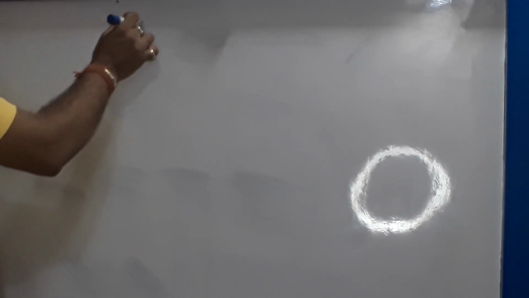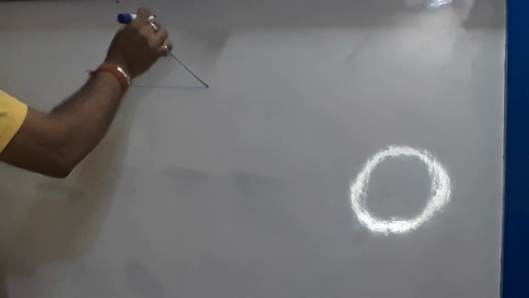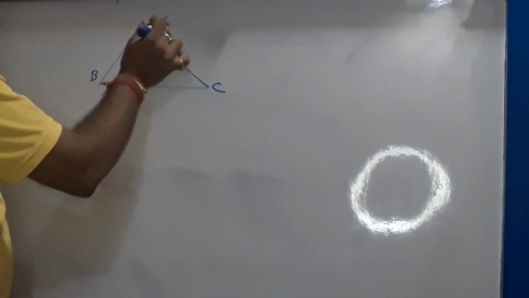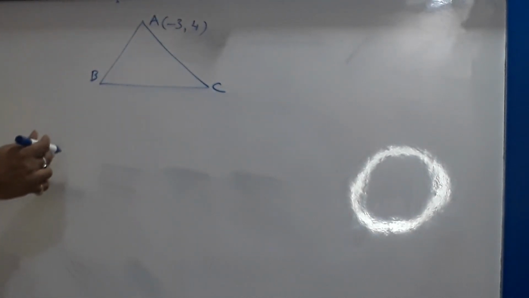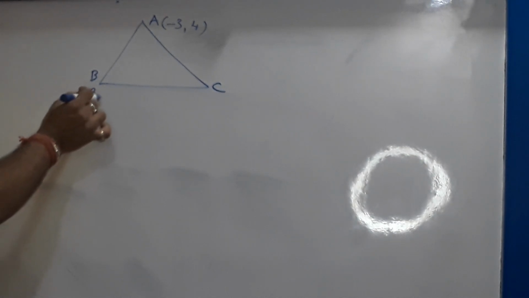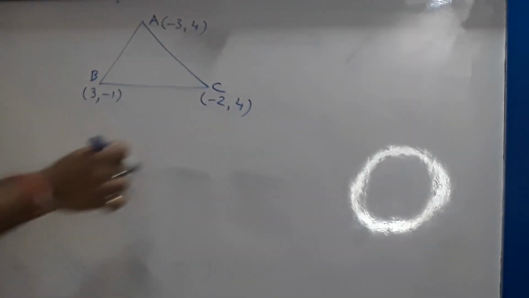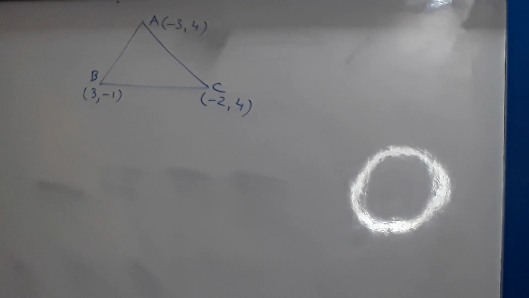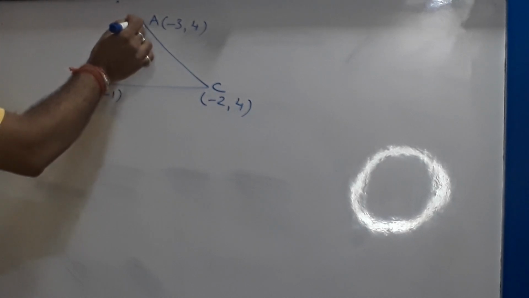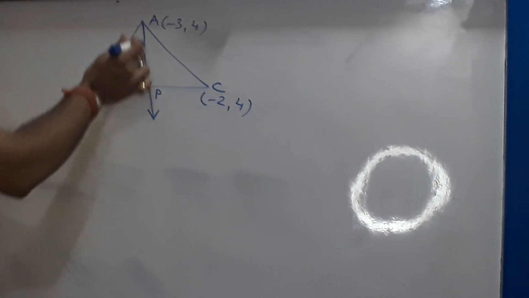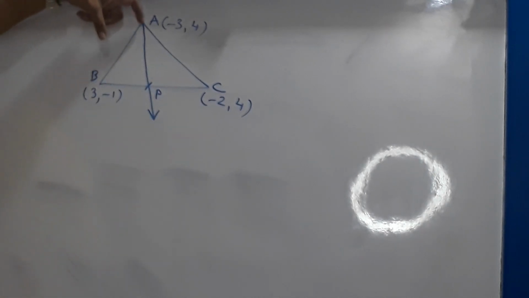Now, next question. There is a triangle ABC, with vertices A (minus 3, 4), B (3, minus 1) and C (minus 2, 4), correct. Then AP is a median through vertex A. Through vertex A, we draw a median.